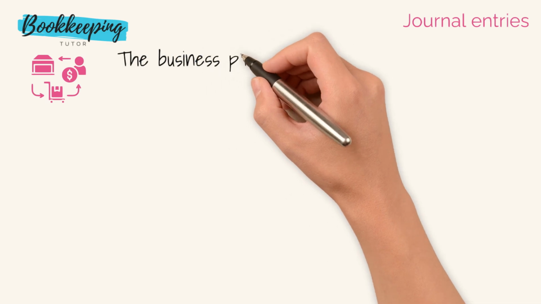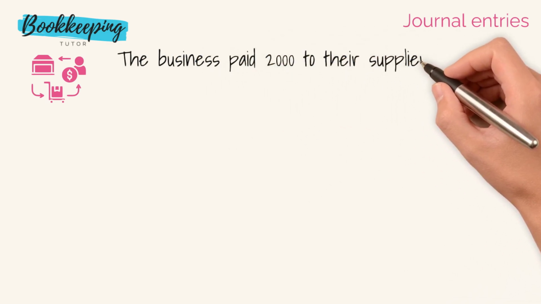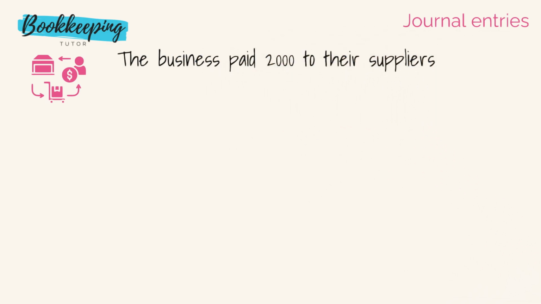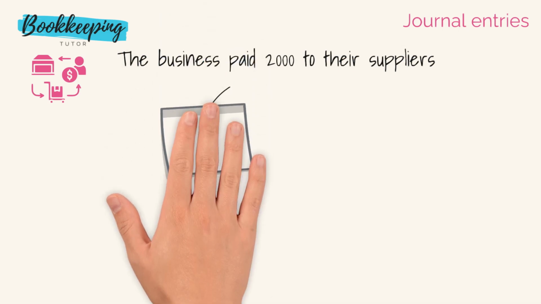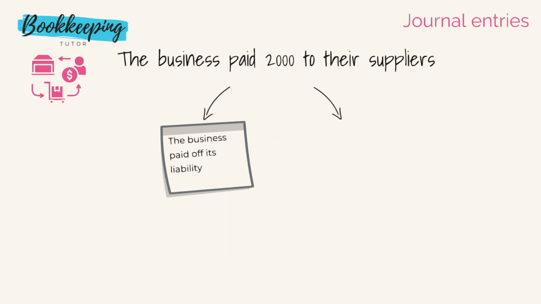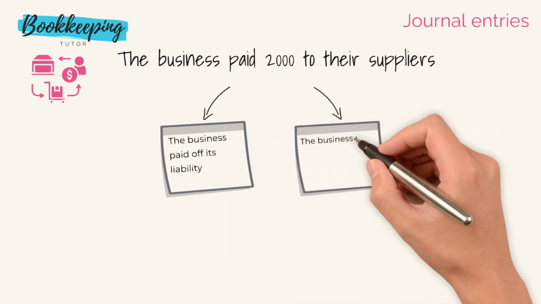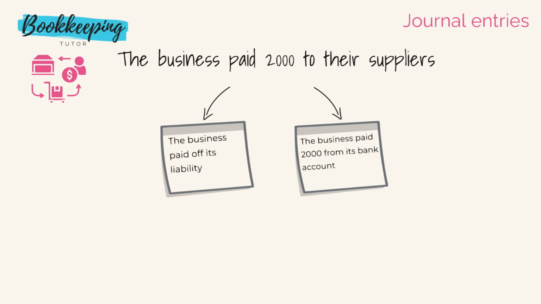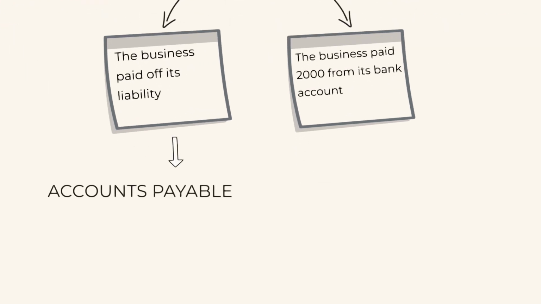And finally, our last transaction is that the business paid 2,000 outstanding liability to its suppliers. So we paid our suppliers. You remember we already took up the purchase before and recognized it as accounts payable. So what happens now is that the company pays off its liability using their money in the bank. So the accounts payable decreased by 2,000, as well as the cash at bank also decreased by the same amount.